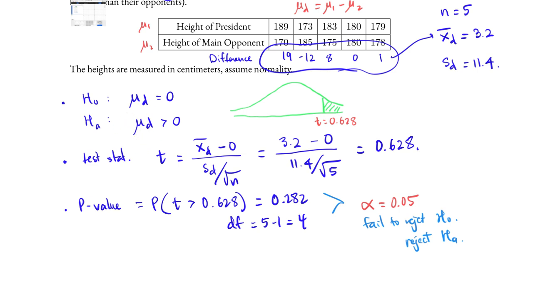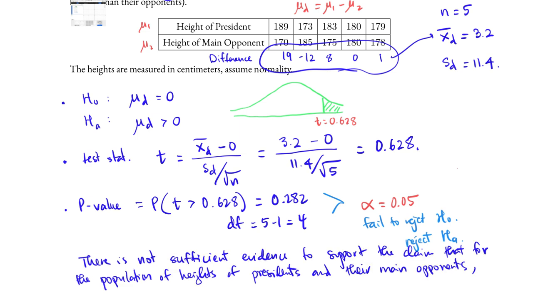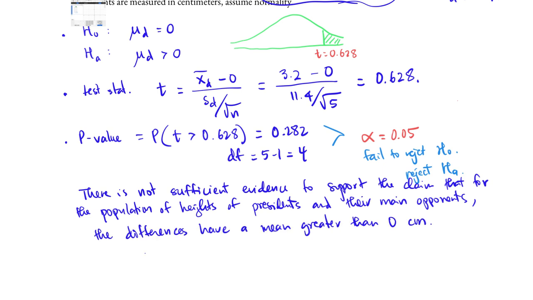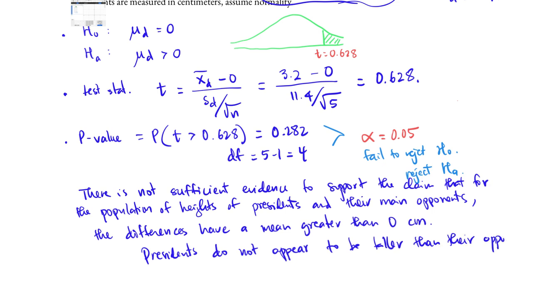And so, in the conclusion, we say there is not sufficient evidence to support the claim that for the population of heights of presidents and their main opponents, the differences have a mean greater than 0. In other words, presidents do not appear to be taller than their opponents. We reject the initial original claim.